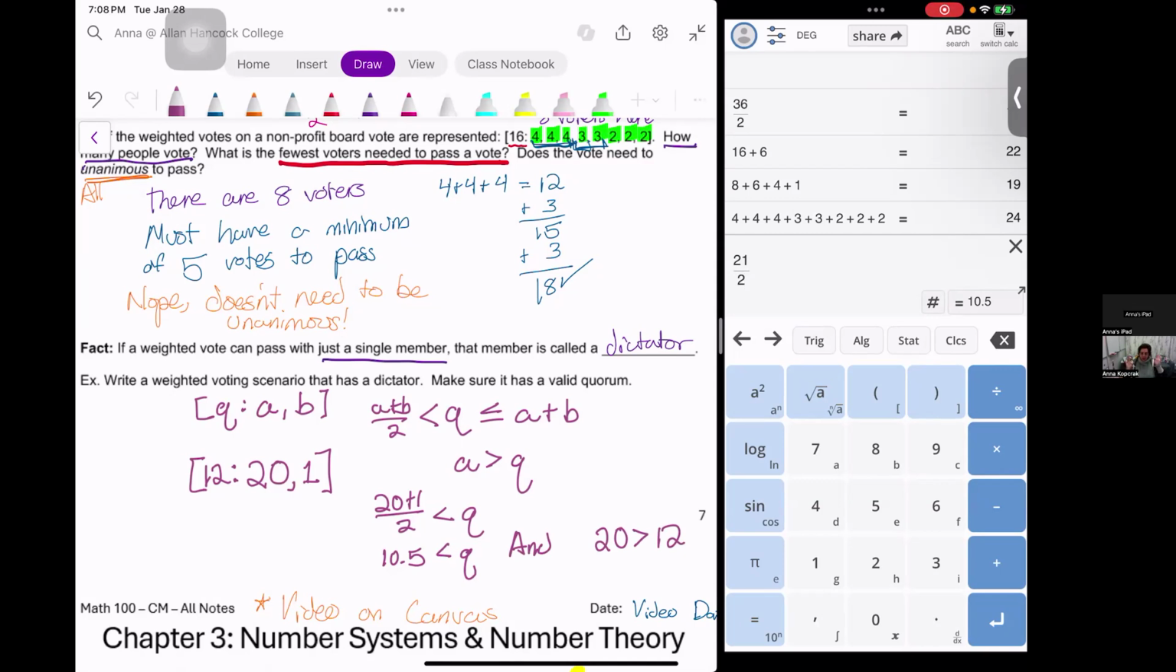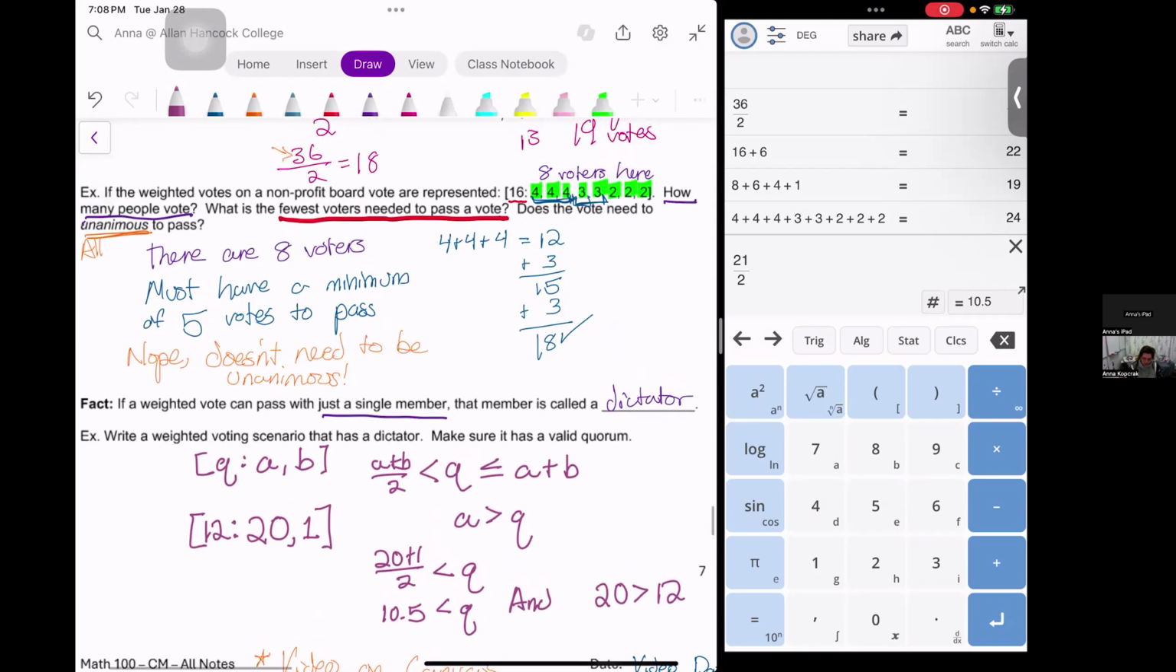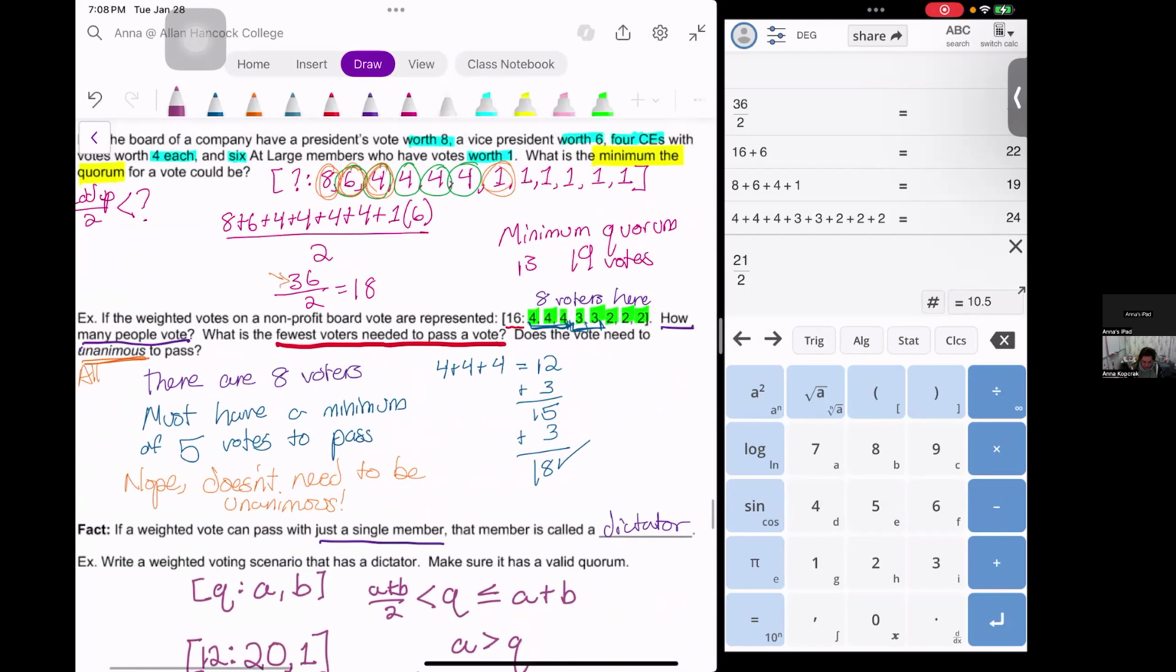Okay. I hope that this helps everybody and you got a couple of ideas ready to go on this. Again, we can use a lot of our math notations to figure out a minimum and maximum quorums, and we can use it to check and see if we have a dictator in any of these situations.